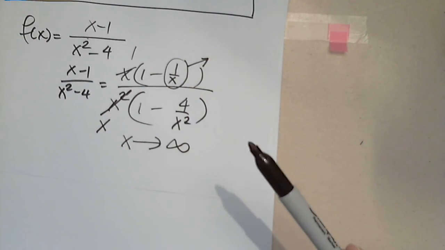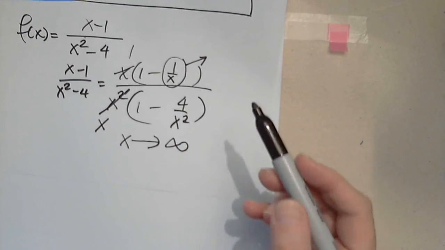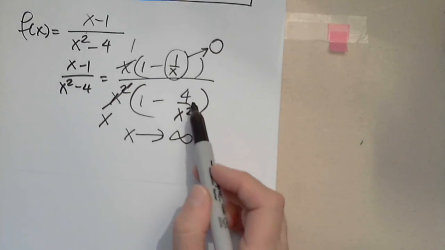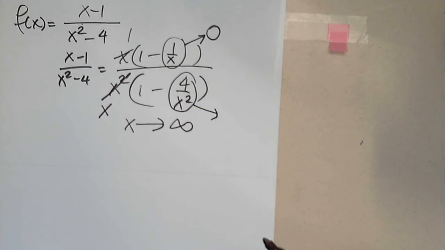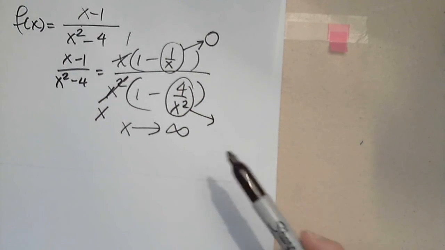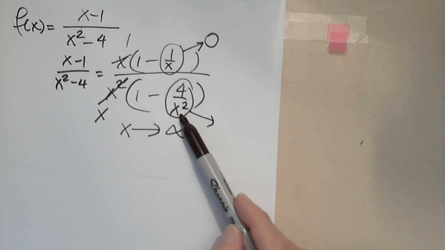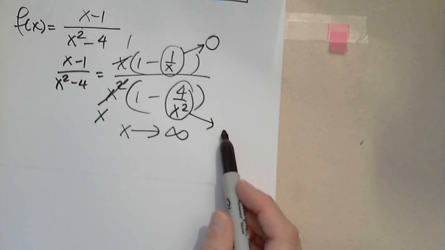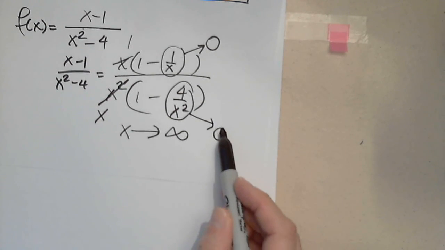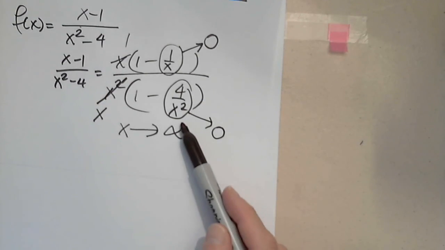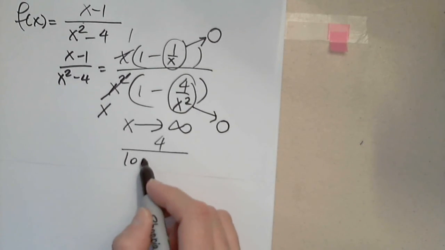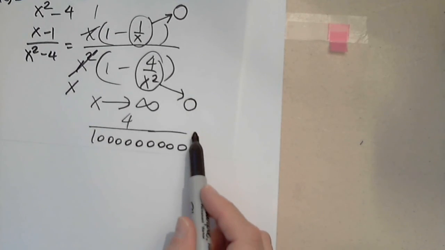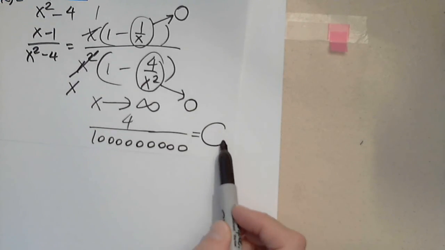1 cake divided by 1,000,000 people. How much will I get? Approaching 0. No, 0 doesn't have a sign, right? So where does this go? 4 cakes divided by 1,000,000 squared. How much will I get? 4 divided by a huge number. Let's divide 4 by something like this. What will I get? Next to nothing. Exactly.